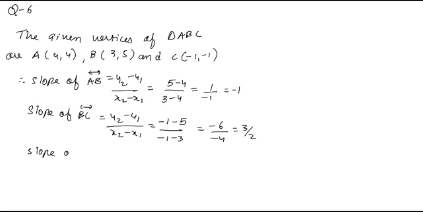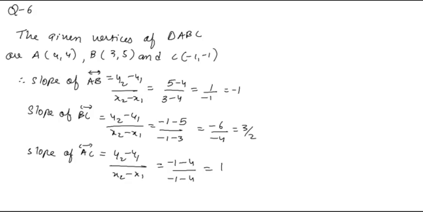Whereas the slope of AC will be (y2 minus y1) upon (x2 minus x1). So (-1 minus 4) upon (-1 minus 4). We are getting the same term, so it will get cancelled and the answer is 1.